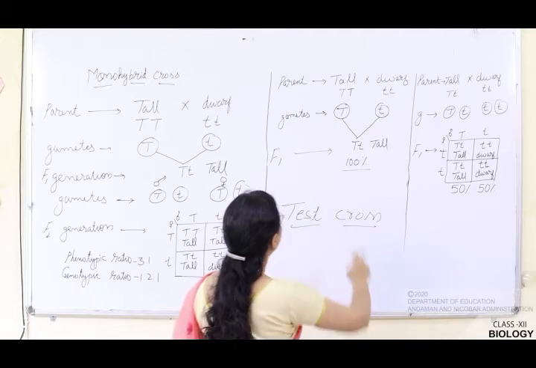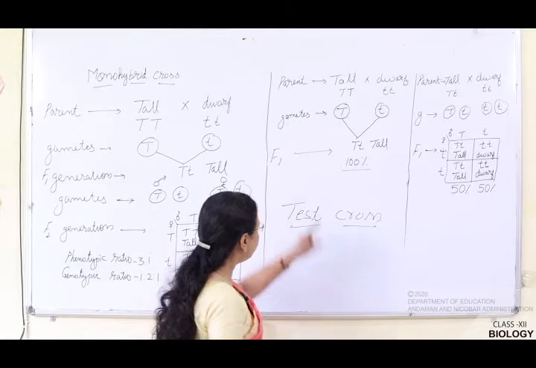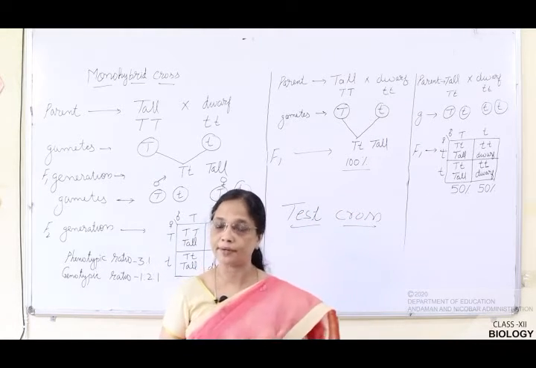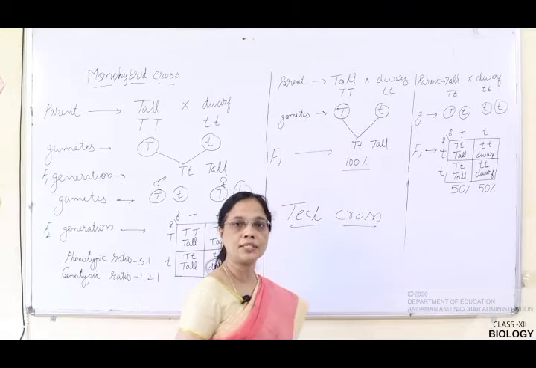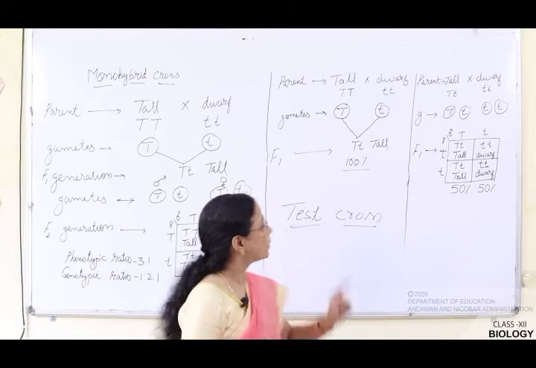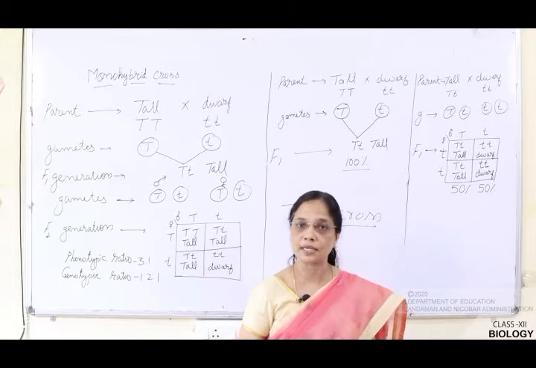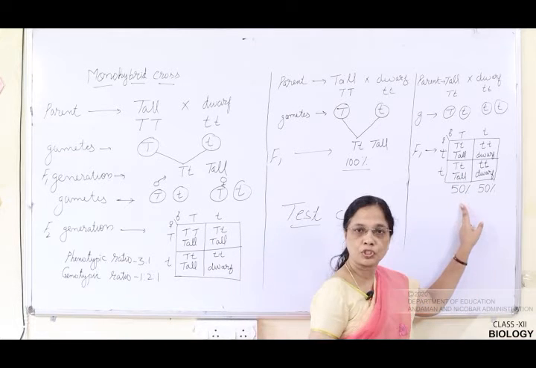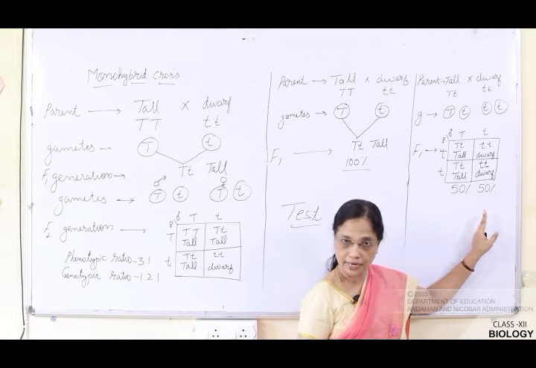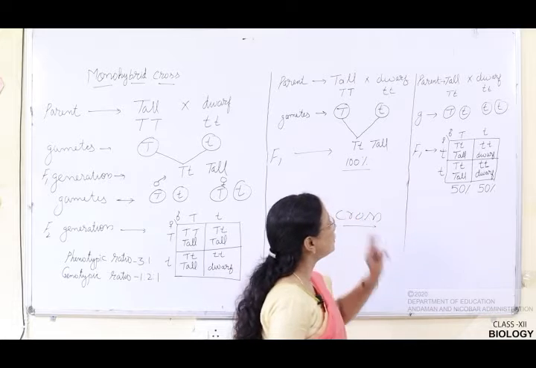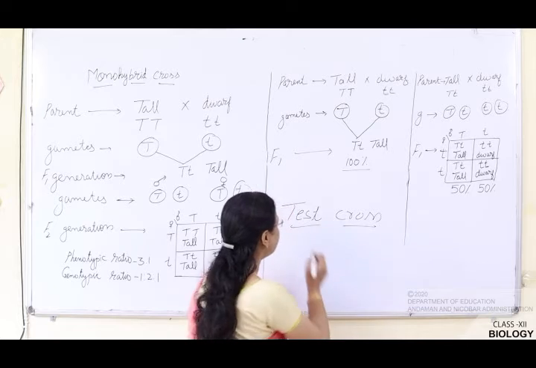If an unknown dominant is crossed with a recessive trait, and all the progeny show only the dominant trait, we can say that the unknown dominant is homozygous. Next, if 50% of the progeny show the tall trait and 50% show the dwarf trait, we can say that the unknown dominant is heterozygous. Is it clear? That is known as the test cross.